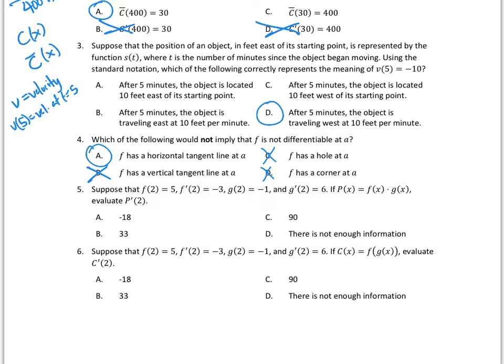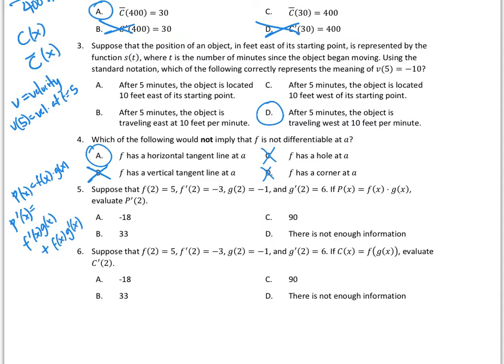Now for number 5, we're given a bunch of information, and we're defining a function p of x, which is f times g, and we want p prime of 2. Well, if p of x is f times g, then p prime of x, by the product rule, is f prime of x times g of x plus f of x times g prime of x.